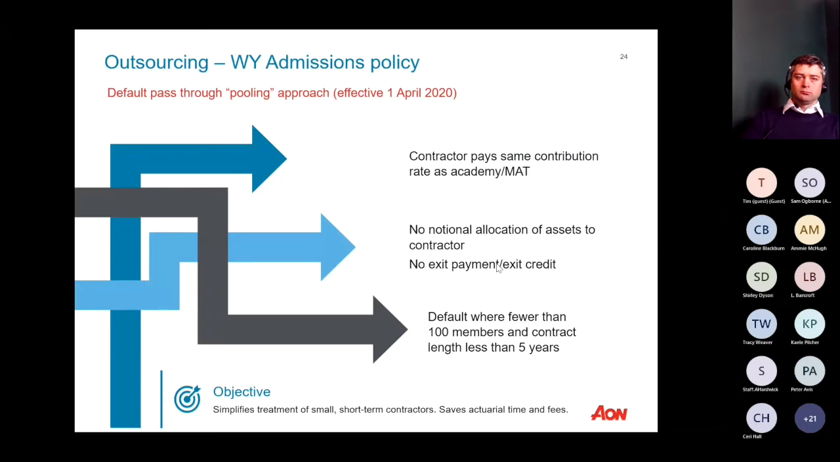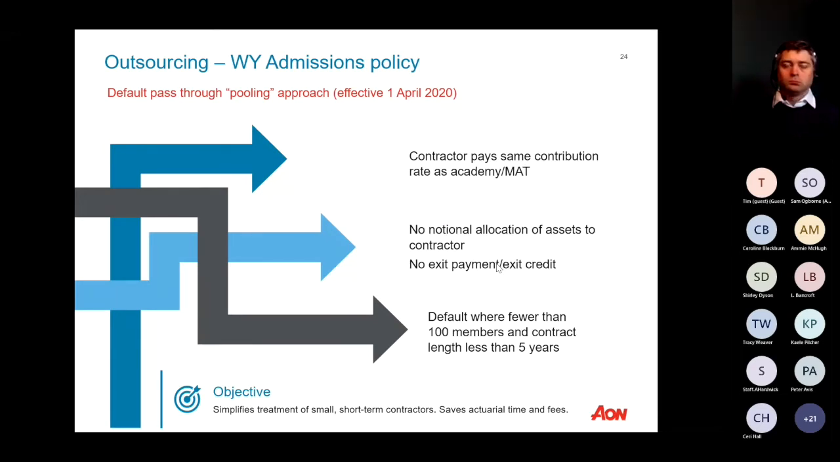And due to, I think, a proliferation, shall we say, of small short-term contracts, largely outsourcings from employers like yourselves, from academies, West Yorkshire introduced a new default approach with effect from April, which we called pass-through pooling. The reason we did that is that there's quite a lot of actuarial calculations involved when a new contractor joins. We have to calculate the contribution rate, the transfer of assets between the council or whoever's employing the staff and the new contractor, and also the risk assessment. And there's quite a lot of potential cost associated with that. And when it's a short-term contract, we also have to do calculations when it comes to an end. So in order to try and make the process a bit smoother, a bit easier, a bit cheaper, this new pass-through pooling approach was implemented.